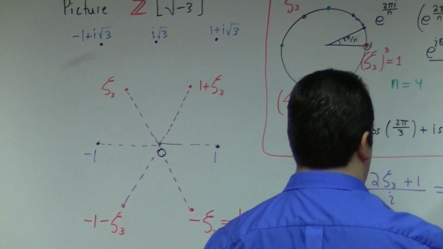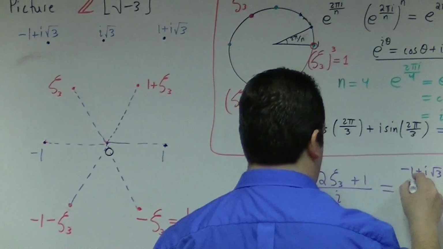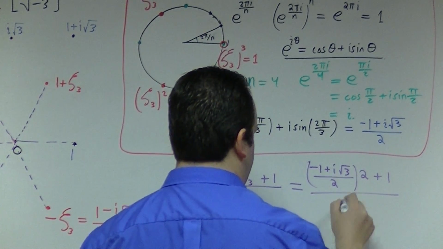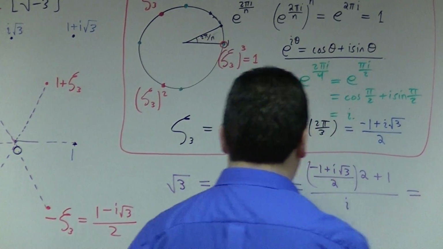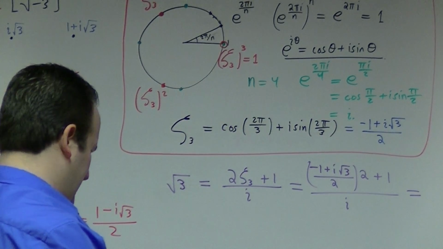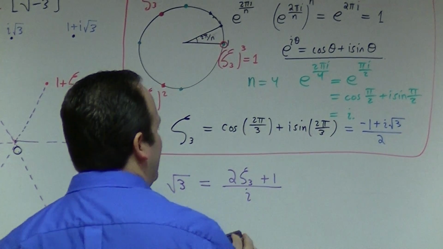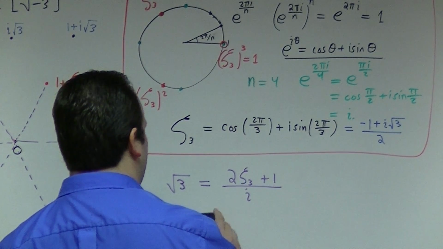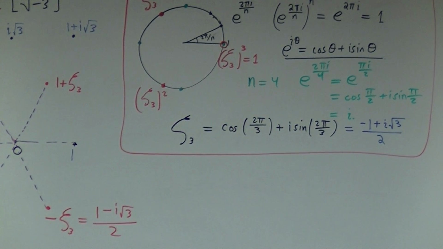What was C3 again? It was minus 1 plus i root 3, divided by 2, times 2, plus 1, divided by i. Let's see here, what does that give us? Oh, I'm sorry. I'm going to end up with something like square root of 3 equals square root of 3, which is going to be useless here. Let me approach this more constructively. Sorry, guys. This is why I write notes, right? What's C3 plus 1?